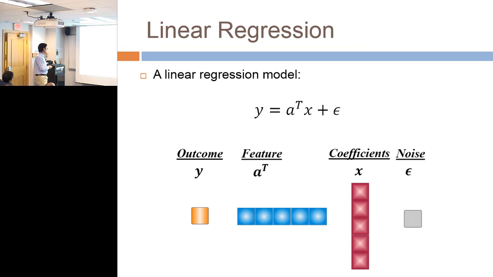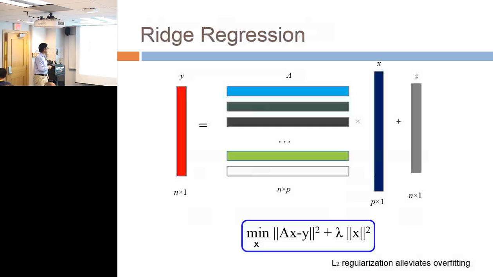So the goal for the linear regression model is: how can we estimate the coefficients? How can we estimate the coefficient vector? Ridge regression is actually a widely used technique to estimate the coefficients. For example, A is our data matrix, X is the coefficient vector, and Z represents the noise. So the objective function of ridge regression consists of two parts.